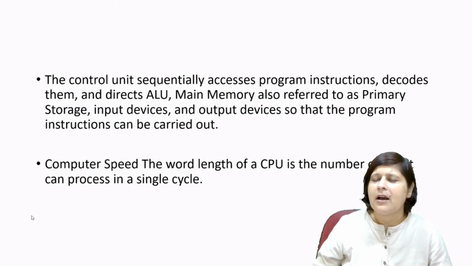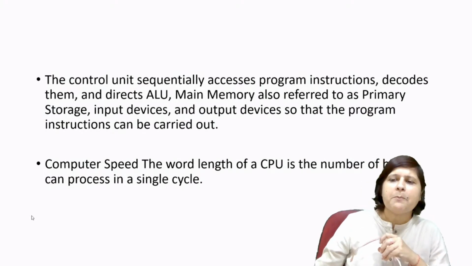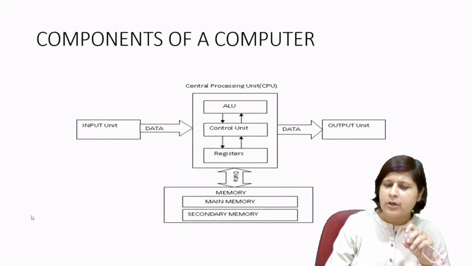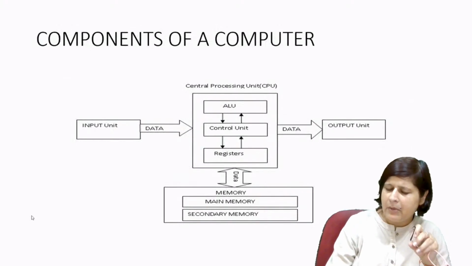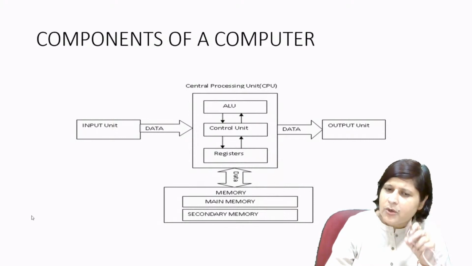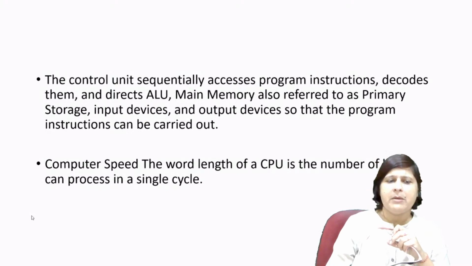Main memory is referred to as the primary memory, right? As I have shown in the data, there are two types of memory: the main memory and the secondary memory. Main memory is also known as the primary memory, right? Primary memory.